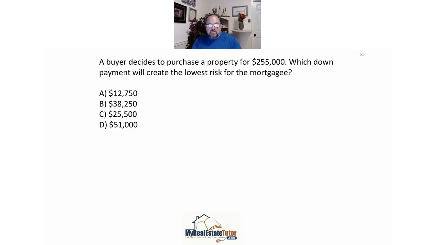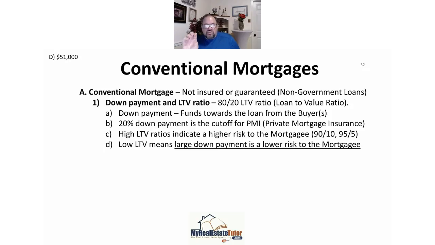So let's take a look at this. Again, a conventional mortgage, not insured or guaranteed. So this is a non-government loan. We're talking about conventional. Typically, if you look under one definition, 80-20 is usually the LTV ratio. That's the loan to value.